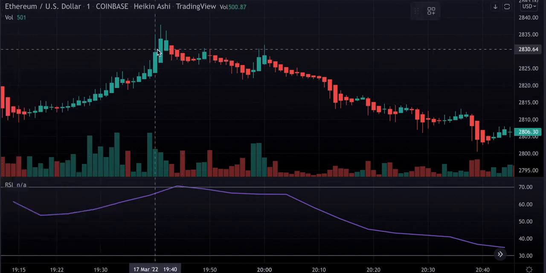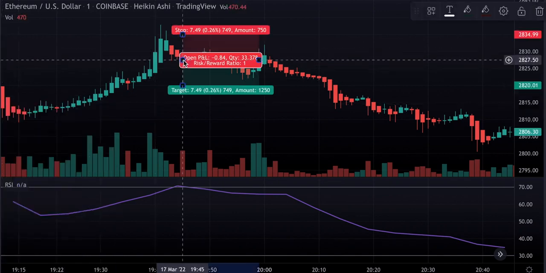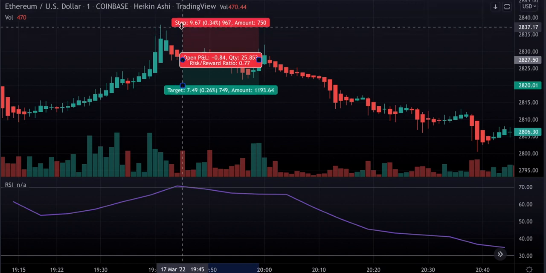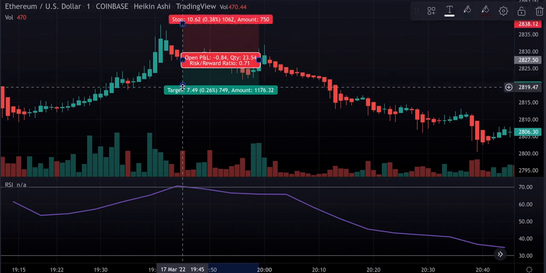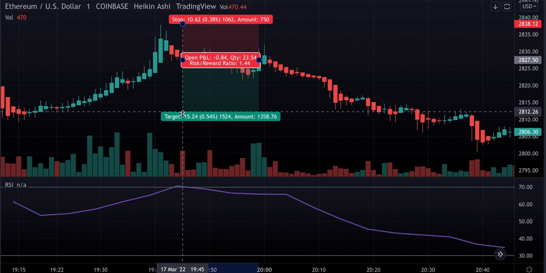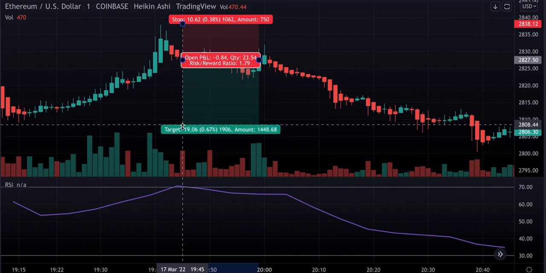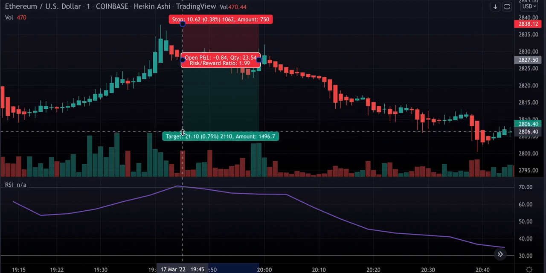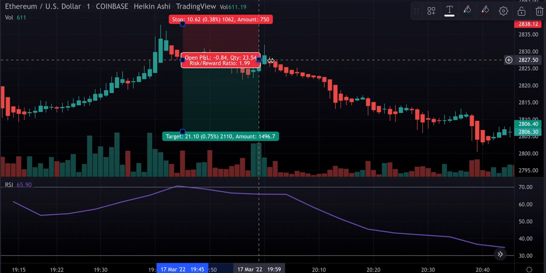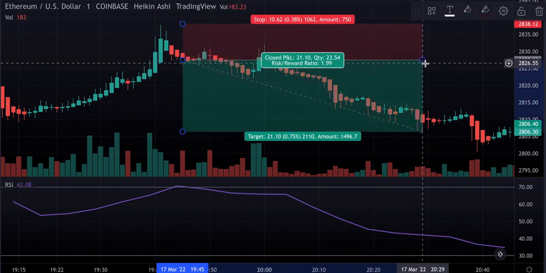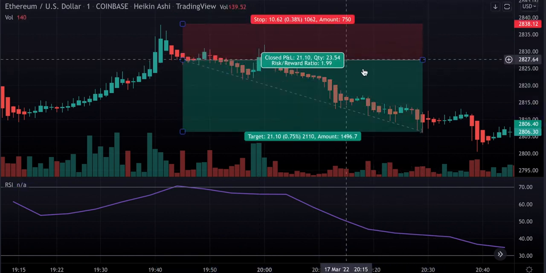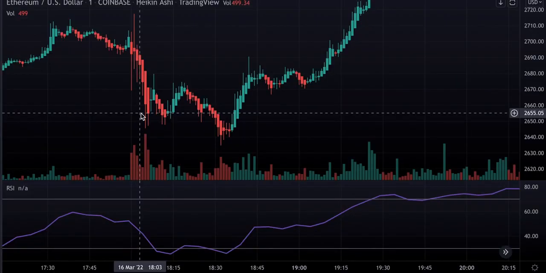So we would take a short trade right here and set our stop loss at the recent swing high. And we would target 2 times the risk. And let's see if the price hits our take profit target. It definitely does. There we go. We have another profitable trade. Here is another example for a long trade.